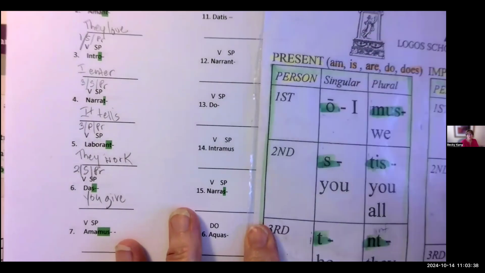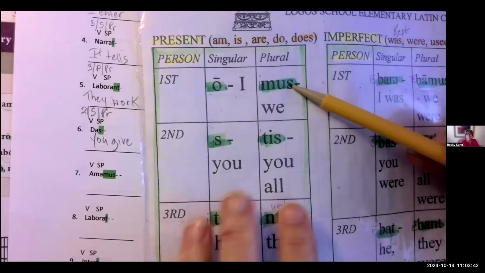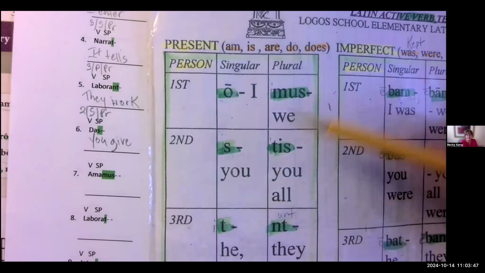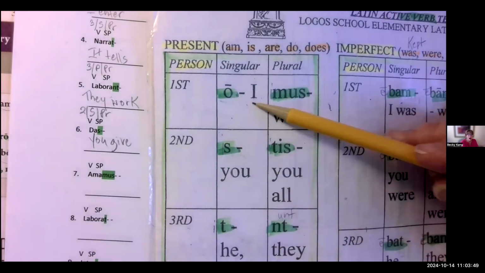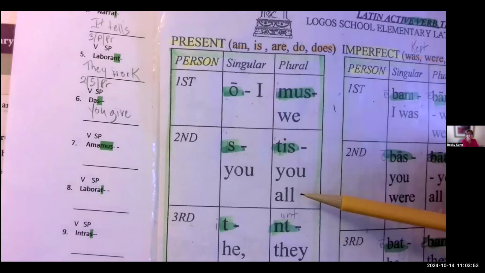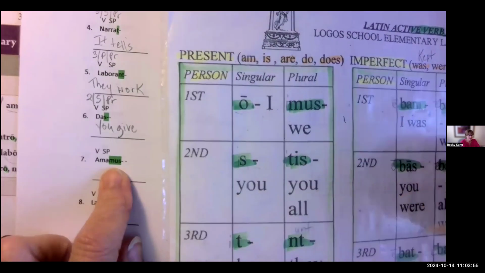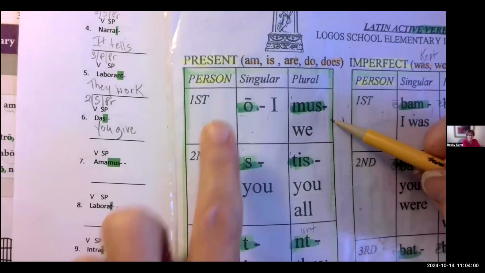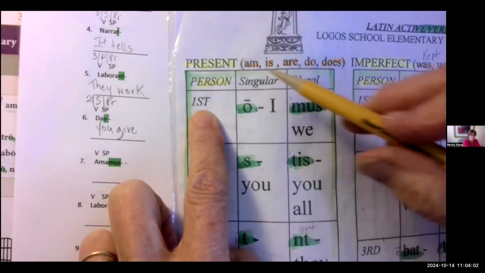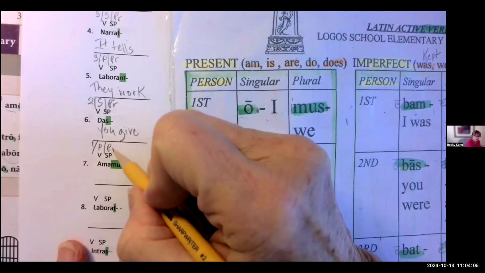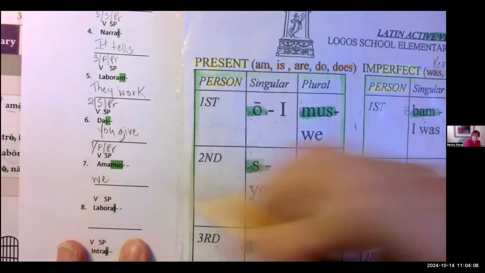Okay. Mus. So we always look on our chart for our endings. O, S, T, MUS, NT: I, you, he, she, it, we, you all, they. There they are. So you're going to highlight your ending, and your ending's going to tell you your subject pronoun. And mus is first person, plural, present. And it means we. You can see that, we.